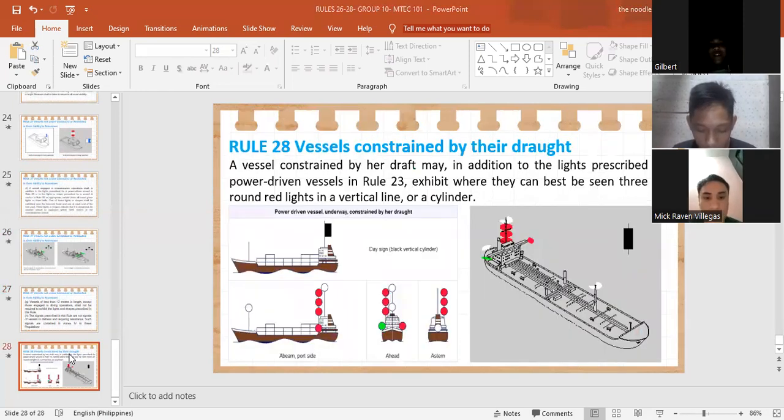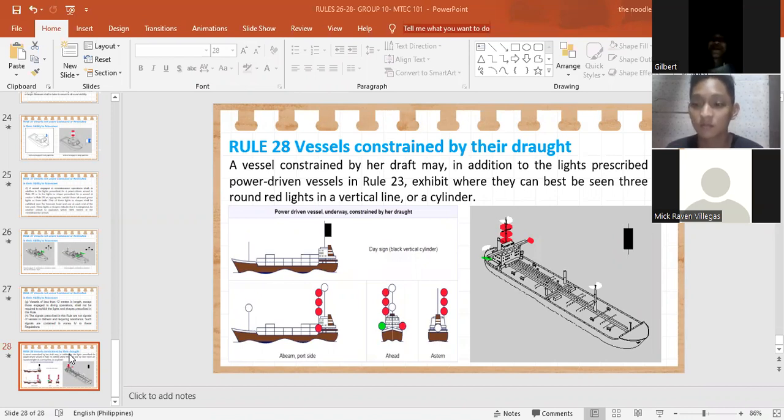Rule 28. Vessels constrained by their draft. What is a vessel constrained by her draft? It means a power-driven vessel which, because of her draft in relation to the available depth and width of navigable water, is severely restricted in her ability to deviate from the course she is following.